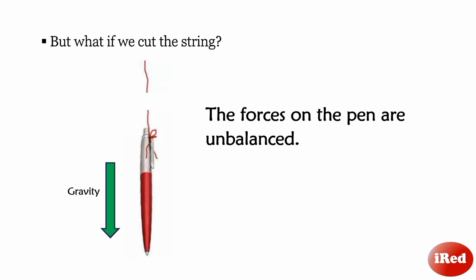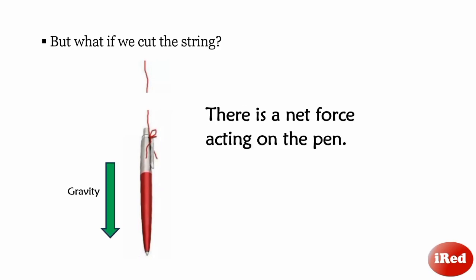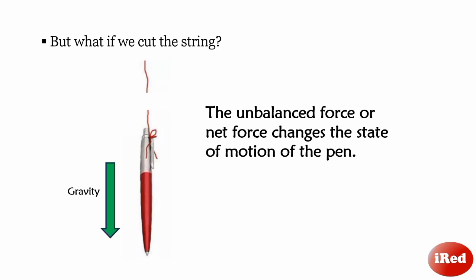Are the forces still balanced? No, the forces are no longer balanced. We say that the forces are unbalanced. And so, the net force is not zero because the forces do not cancel out each other. When the forces are unbalanced, that means there is a net force acting on an object. The net force, or an unbalanced force, causes the pen's state of motion to change. The pen, initially at rest, starts to move downward because there is an unbalanced force acting on it.